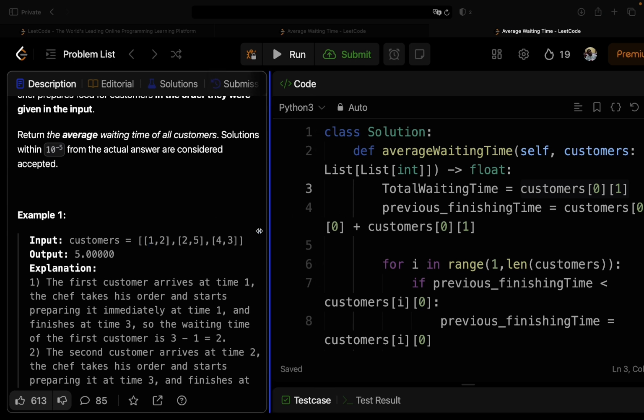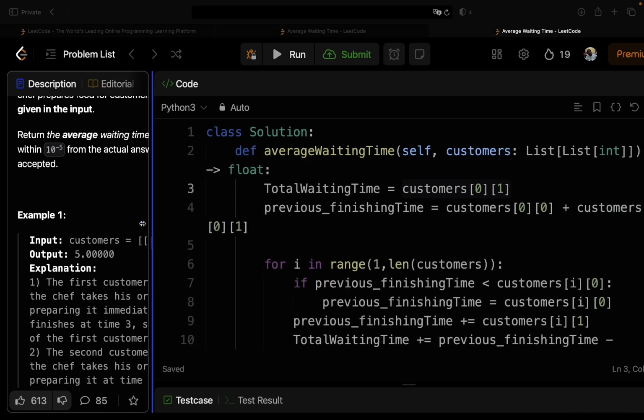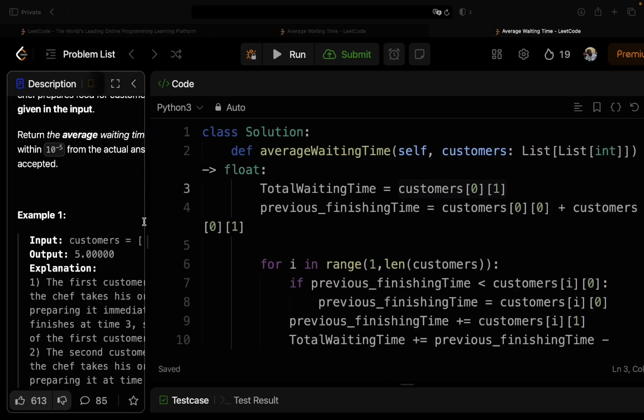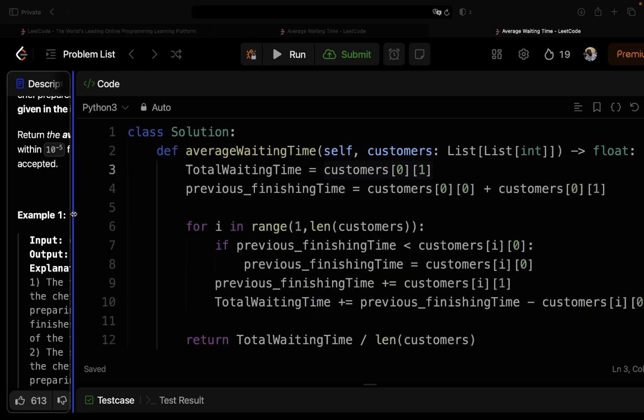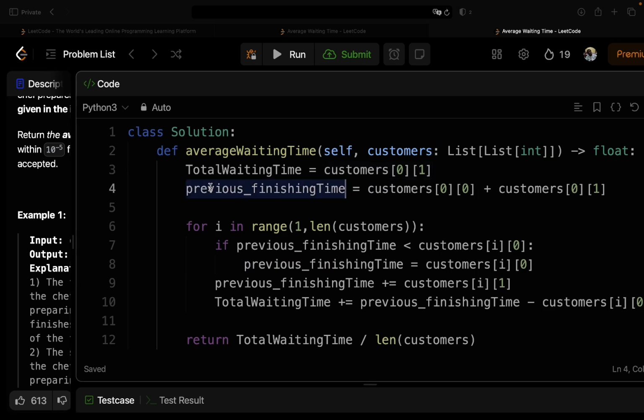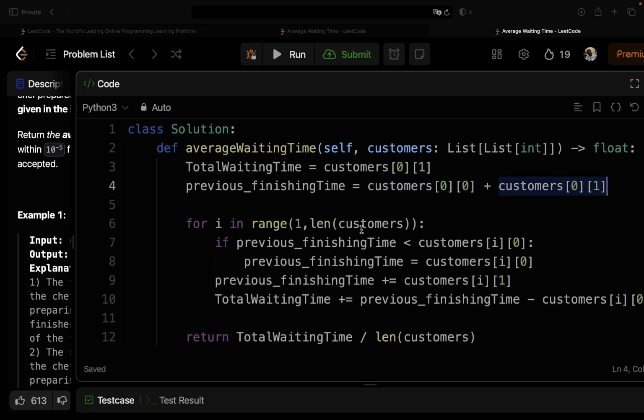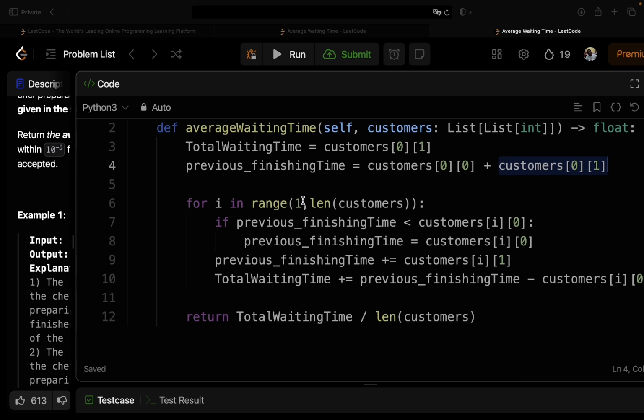So initially it will be the time needed to prepare for the first customer. Then the previous finishing time will initially be the summation of the arrival time and the time needed to finish the order. So now you iterate through, starting from the next customer until the last one.